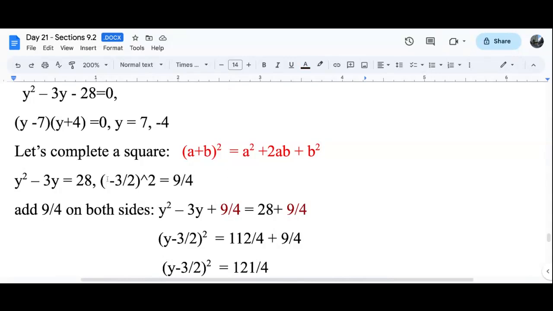It's all from saying, okay, what is b here? It's all about figuring out the b. You see, we have a squared plus 2ab plus b squared. If we can form it in this form, that's a plus b squared. So here we see we have a squared, right? And then we have a times 2b. Let's do this. So 2ab in this case equals negative 3y.